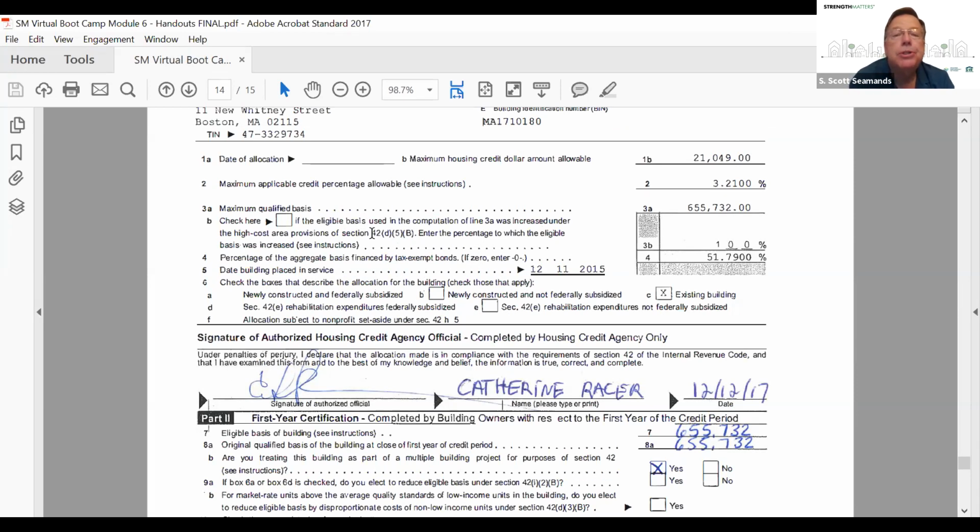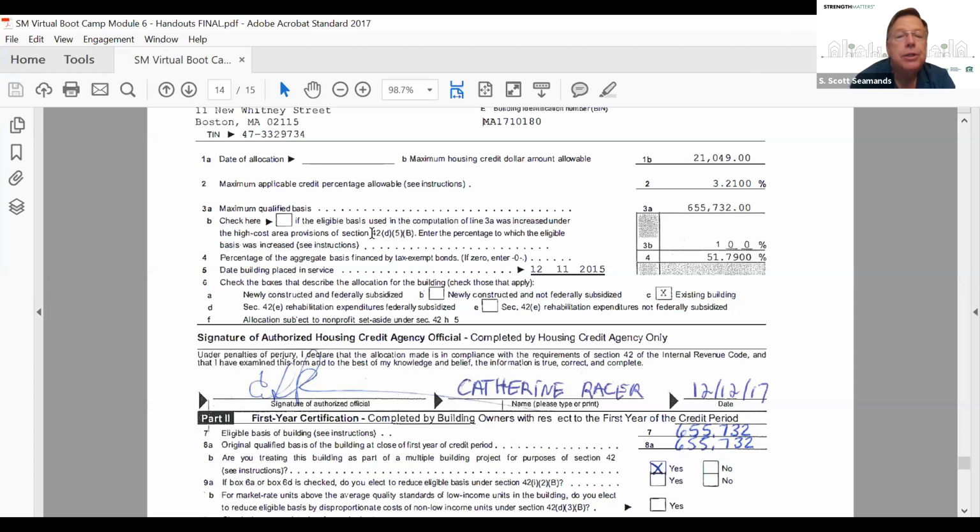So I think these numbers are coming from the original application. The maximum credit percentage, 3.21, is the number we saw before. Maximum qualified basis, 655. This is just for one building, so keep in mind this is only 1 out of 40 buildings, the basis for that one building. This is the acquisition 8609, so it's showing the 100% rather than 130%.